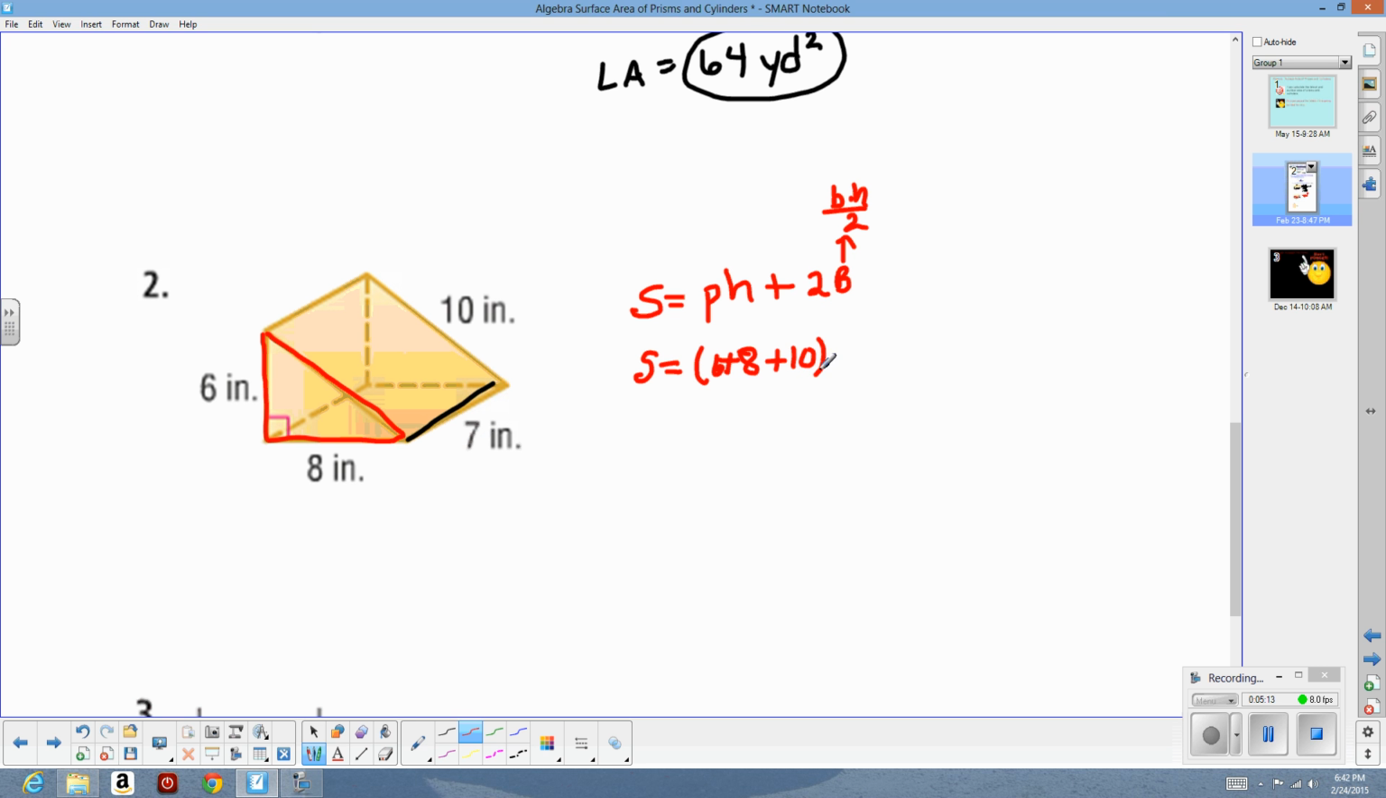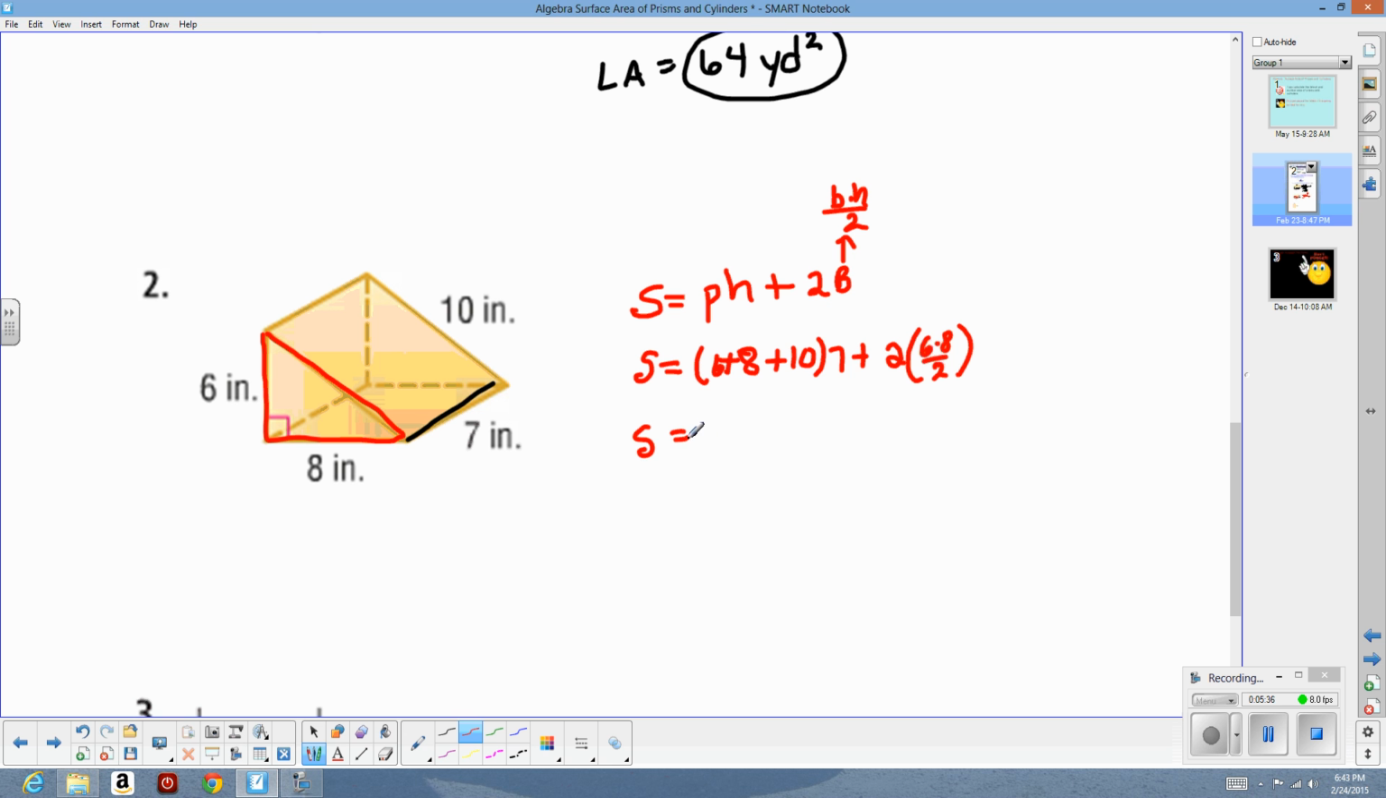multiplied by the height of the prism, which is 7. And then we're going to add to that 2 times the area of the base. And the base is going to be 6 times 8, the base and height of the triangle, divided by 2. But then we're going to turn around and multiply it by 2 since we have 2 of them.